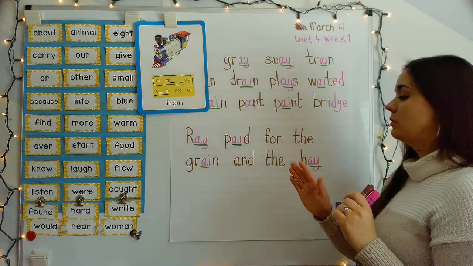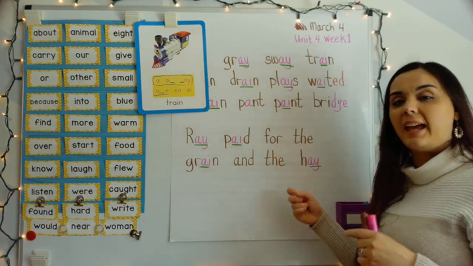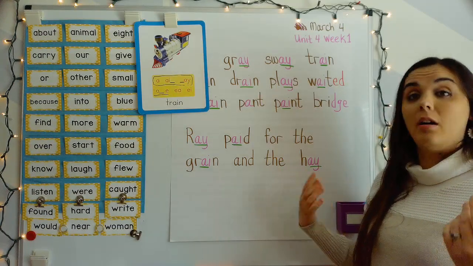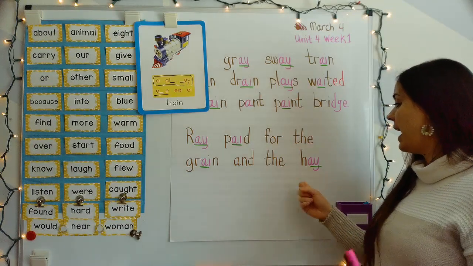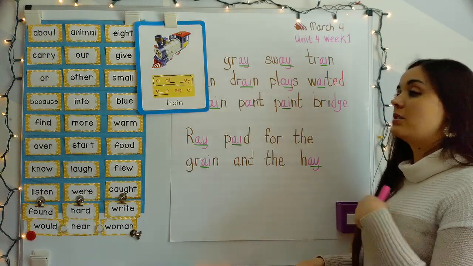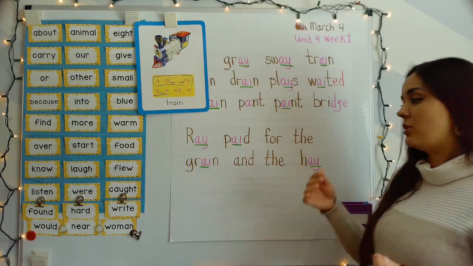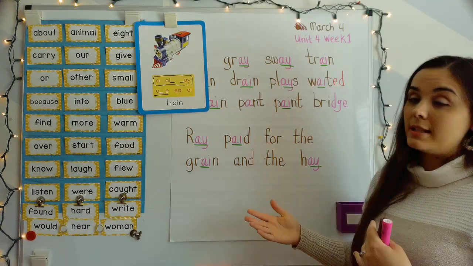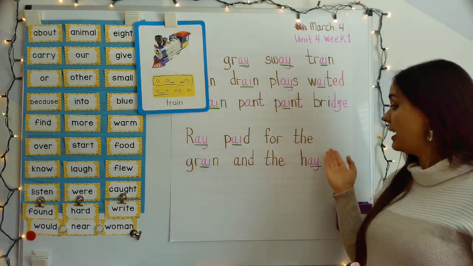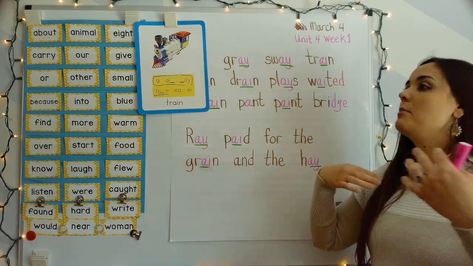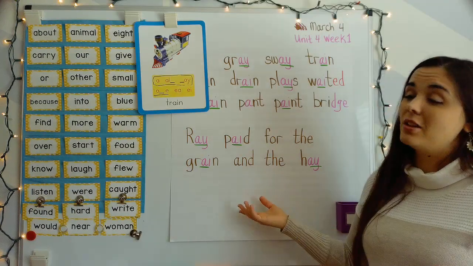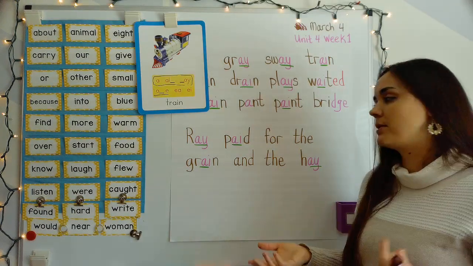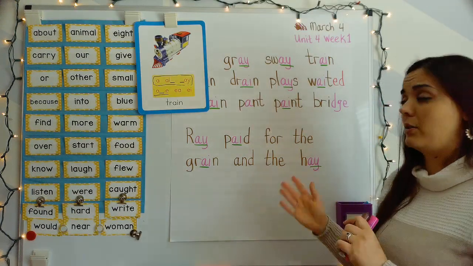Excellent. So grain and hay are things that would be on a farm. Grain is kind of another word for wheat, and hay is like straw, and horses and cows will eat that occasionally. So in our sentence, Ray paid for the grain and the hay. Ray must be some kind of farmer, or maybe he has a lot of horses and cows or something. So it's just a little background on the sentence.